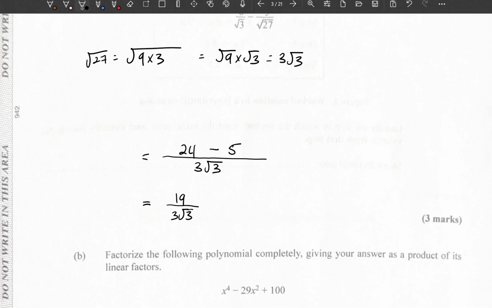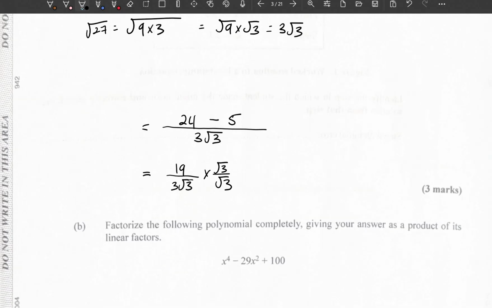However, in surds, we aren't supposed to leave a surd on the denominator. We therefore need to rationalize this by multiplying by root 3 over root 3. Right, so let's go ahead and get rid of that surd. We would then have 19 root 3 divided by root 3 by root 3. That's going to be 3, so we're going to get a 9 on the denominator. Right, so we have 19 root 3 over 9.